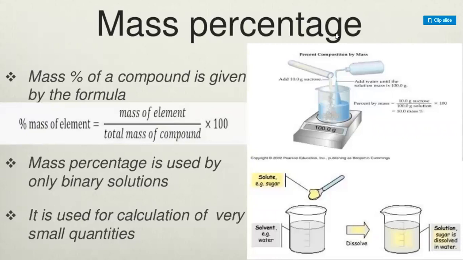Mass percentage is used only for binary solutions. When we have a binary solution, then we use mass percentage. It is used to calculate very small quantities. Substances present in very small quantity can be found in mass percentage. But when the quantities increase, we have different formulas with which we can calculate the amount of substance, or the concentration of solute.